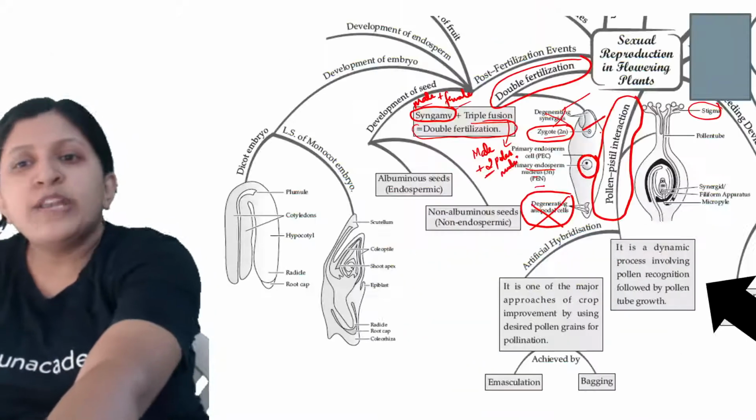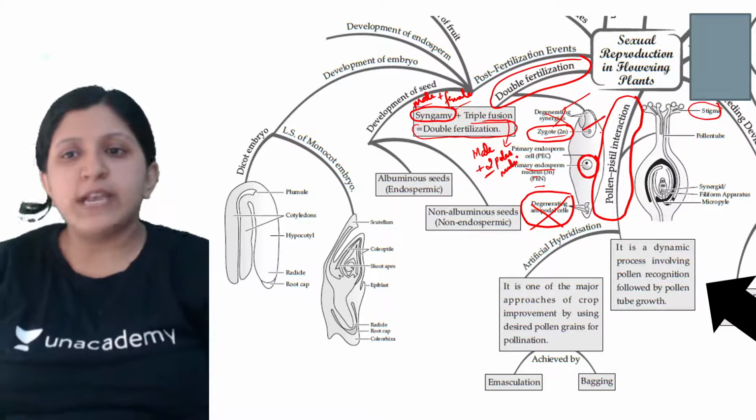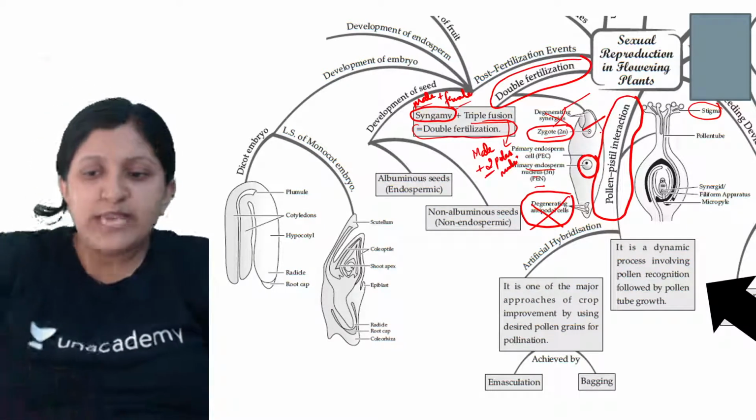So here the pollination and fertilization, what you studied, this was the embryo sac. So what exactly is a female gametophyte? Female gametophyte and male gametophyte, I'll just explain in short.